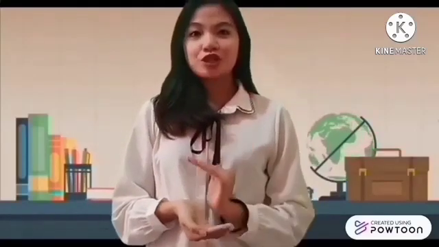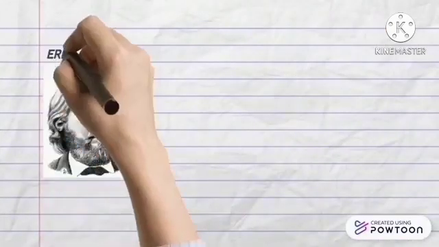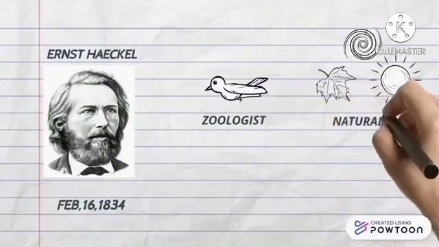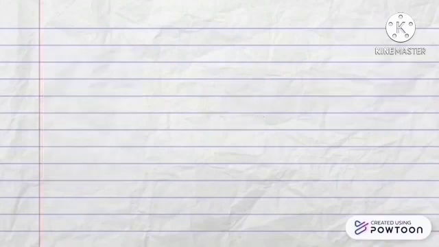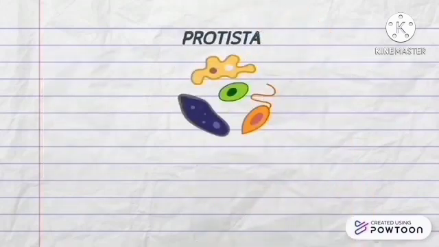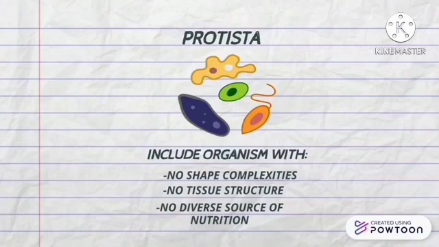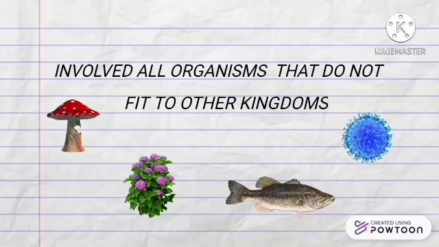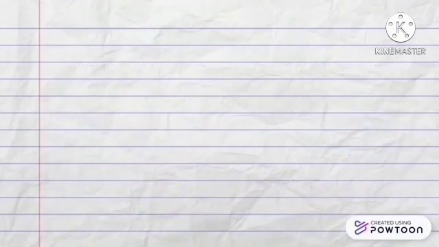Ernst Haeckel followed in the footsteps of Linnaeus and came up with his version of the three-kingdom classification system. Ernst Haeckel, born on February 16, 1834, was a German zoologist and naturalist. He put forward the addition of kingdom Protista in his three-kingdom classification system, which includes a variety of organisms with no shape complexities, tissue structure, division of labor, and diversified sources of nutrition. Protista is known for all organisms that do not fit into the other kingdoms of life. In short, the trash bag of the classification system.